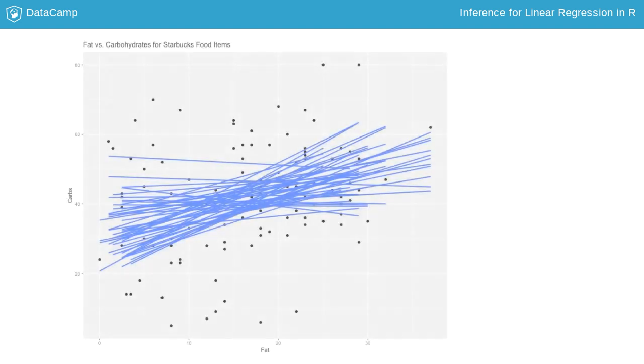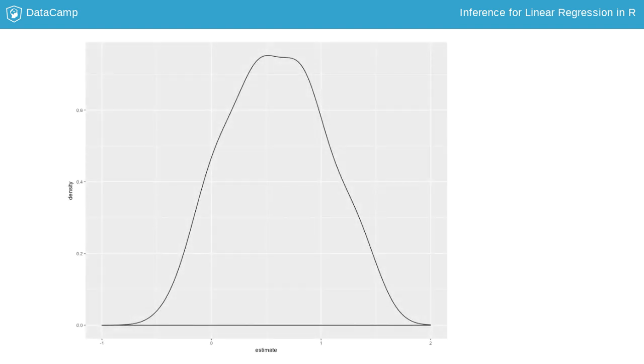The same analysis can be done with different variables. Here, consider fat and carbohydrates. Again, for each of the 50 samples of size 20, a different regression line and different slope is calculated.